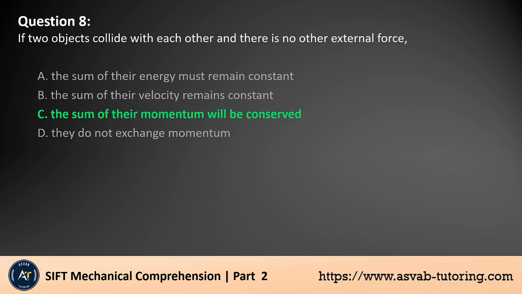The answer is C. In the absence of external forces, the total momentum of the two colliding objects is conserved. This means that the sum of their momenta before and after the collision remains constant. However, the sum of their velocities and energy might change due to the nature of the collision, elastic or inelastic.